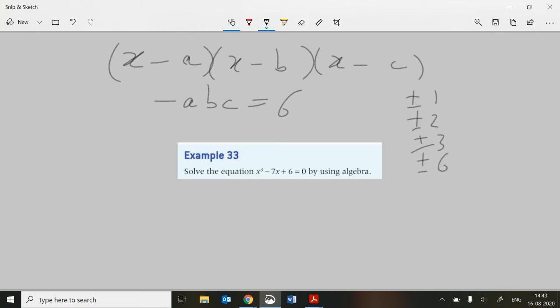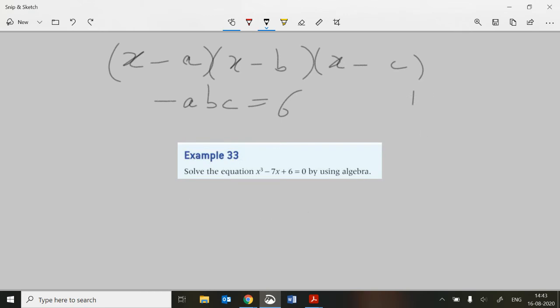Okay, but so for example, A, B, and C could be, I don't know, 1 times 2 times minus 6 would give you plus 6 when we're adding that minus on in front. But either way, we'd have combinations of these factors here, plus or minus the factors of 6. Okay, so let's take that back a little bit.